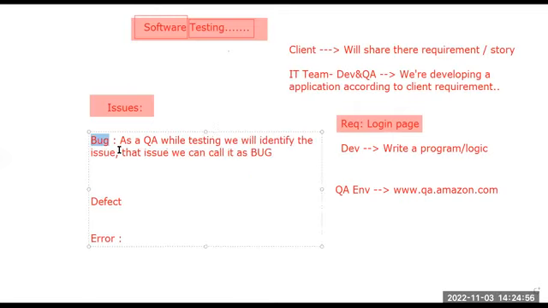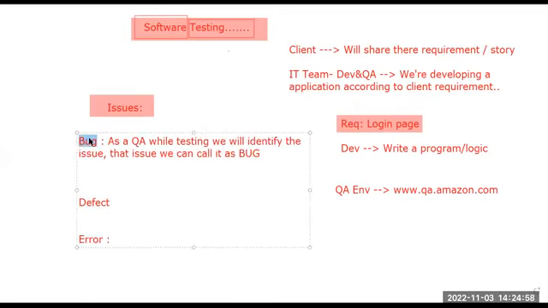Okay, so now once we get this bug, then definitely we have to inform the developers, yes or no? Because the tester's responsibility is to identify the issues. As a tester, we just need to identify whatever issues we are having. But after identifying the issue or the bug, we need to report this bug to the developers.